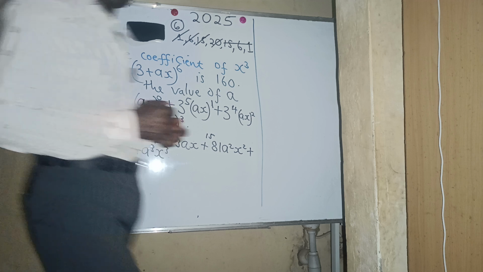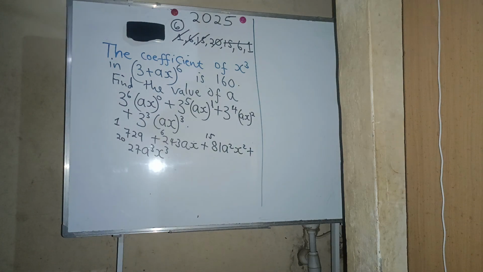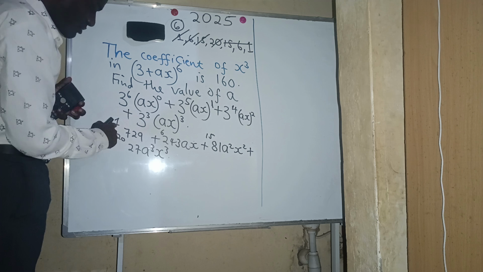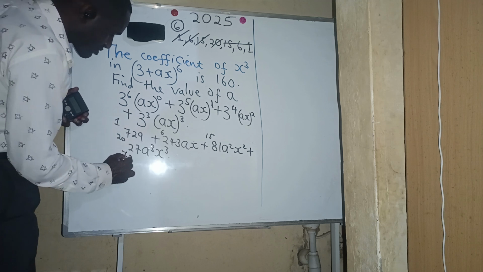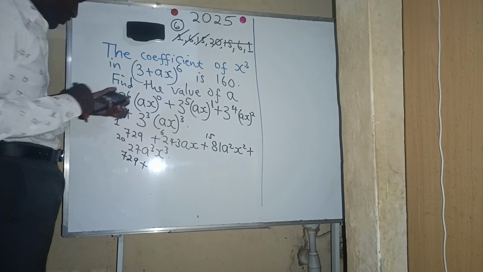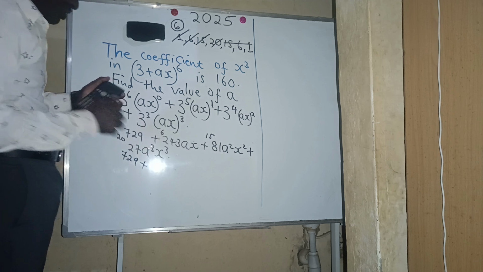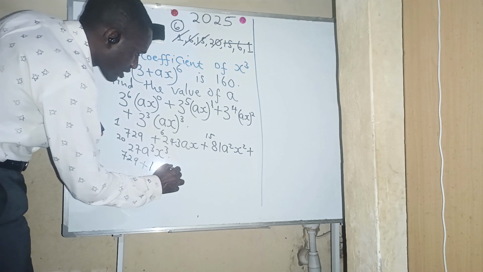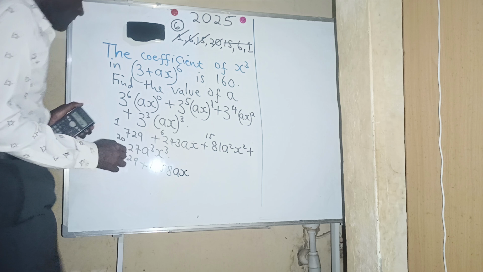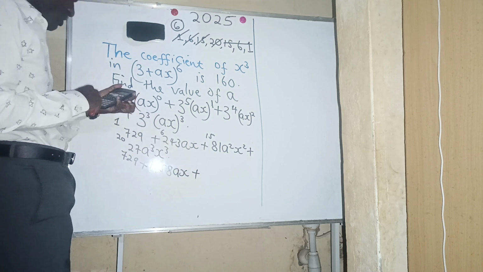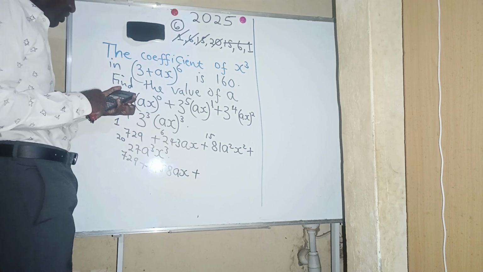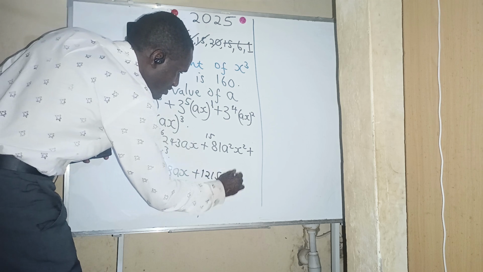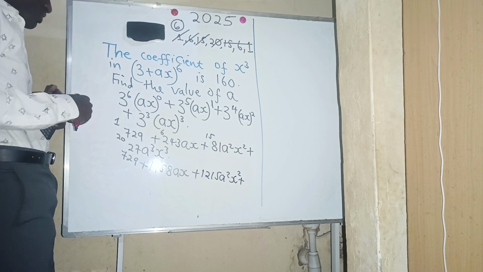So where did I get my calculator? Okay. So this is our calculator. So we have 1 times 729, that gives us 729 plus 6 times 243, so 243 times 6, that gives us 1458 ax. Okay, so we shall say plus, so we shall have 81 times 15, that gives us 1215. So 1215 a squared x squared, and that is now square. So the last part has the cubic part.